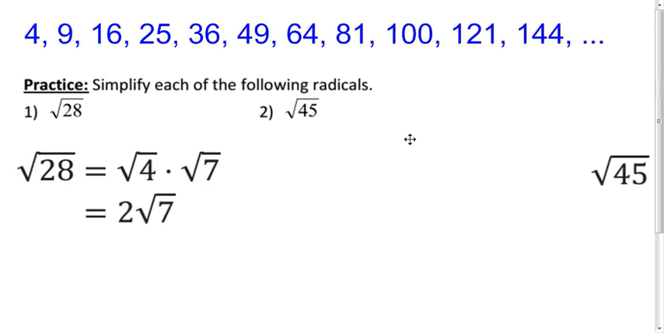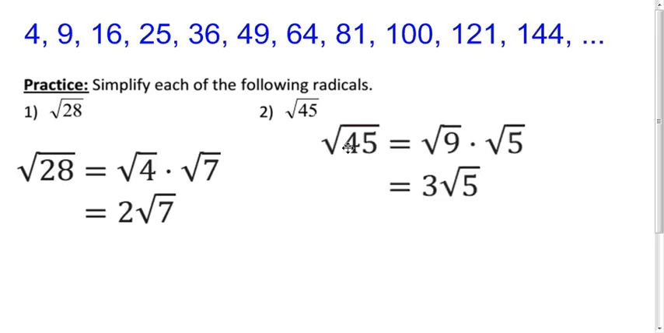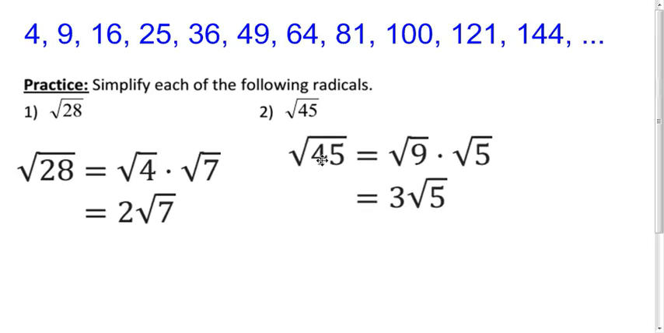So try number 2 on your own. For 45, you should have gotten the square root of 9 times the square root of 5, 3 radical 5.